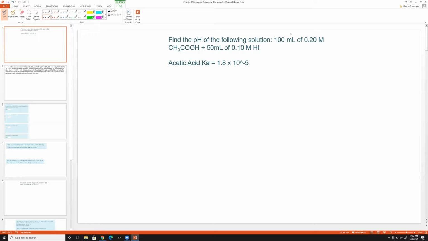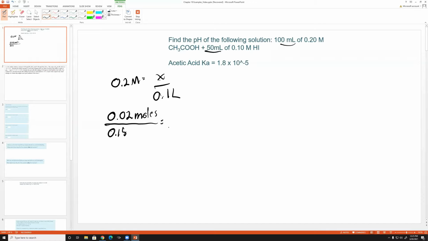First, we know that we're having two acids being added to each other with different milliliter values, meaning the volume changes. So we can calculate the number of moles for our acetic acid and our hydroiodic acid, and then we can calculate the new molarity for acetic acid. You have 0.02 molar equals X over 0.1 liters. So you end up with 0.02 moles, and then we can divide that by the new volume, which is 150 milliliters. So 0.15.